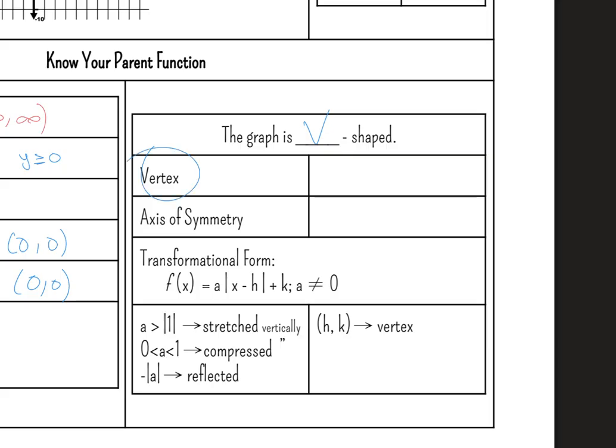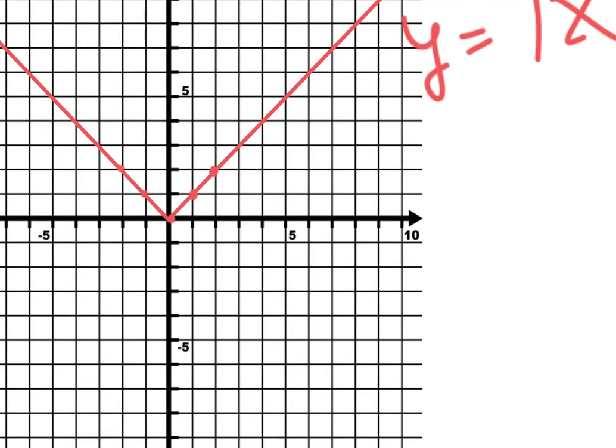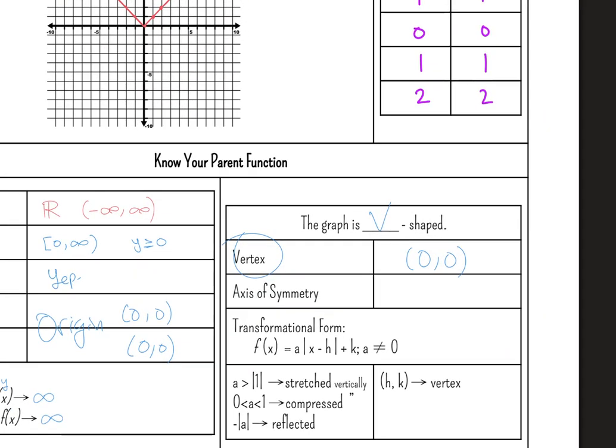But what about this thing? Well, that's kind of a new vocab word. The vertex is 0, 0. Now, is the vertex the same as the x-intercept or y-intercept? No. The vertex is this guy, where it goes from going down to going up, right? That's the vertex. You could call it like the corner if you wanted to.